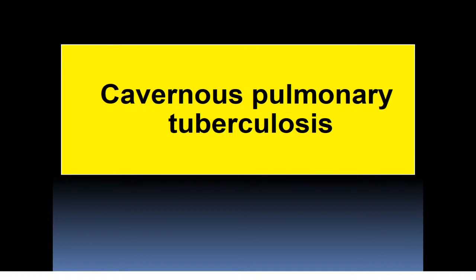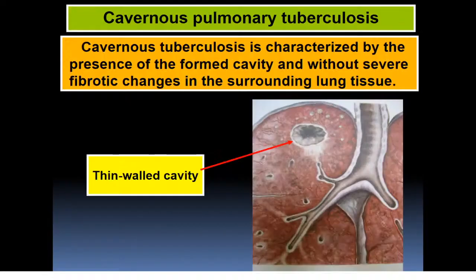And dear students, let's continue our lecture. Next form of tuberculosis, cavernous pulmonary TB. Cavernous pulmonary tuberculosis is characterized by the presence of a formed cavity and without severe fibrotic changes in the surrounding lung tissue.